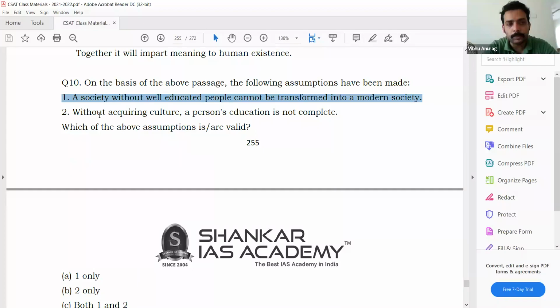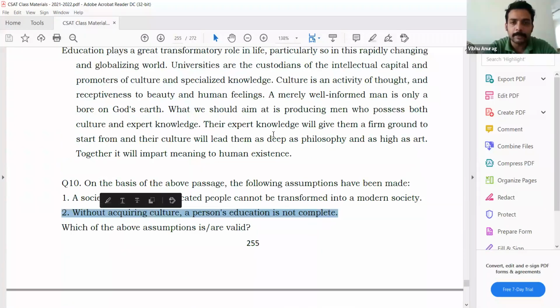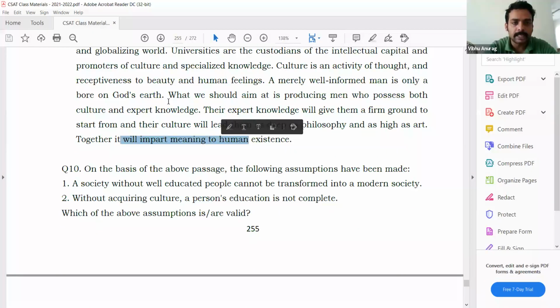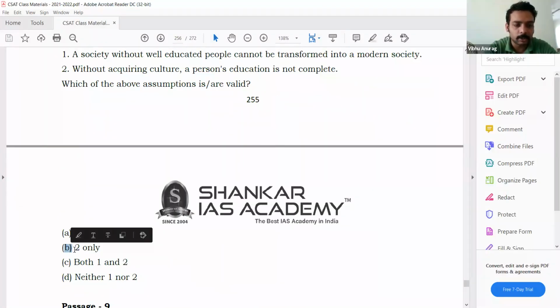And the second one, without acquiring culture, a person's education is not complete. That is true. He's saying a merely well-informed man is only a bore on God's earth. Together it will impart meaning to human existence. So yes, he does believe in the second statement. So B is the answer, 2 only. Got B? 2 only.